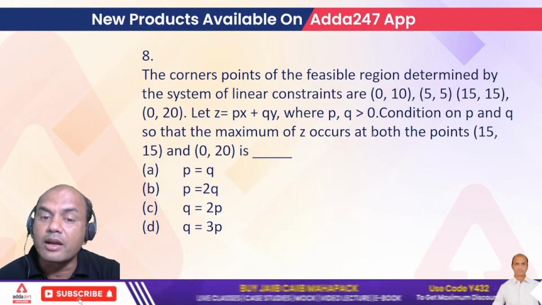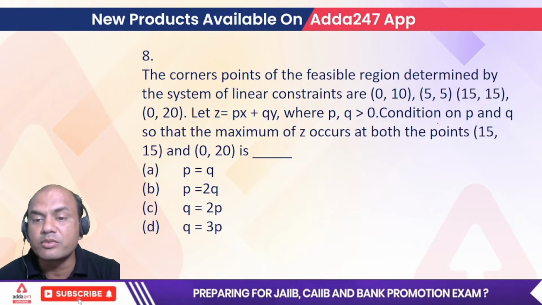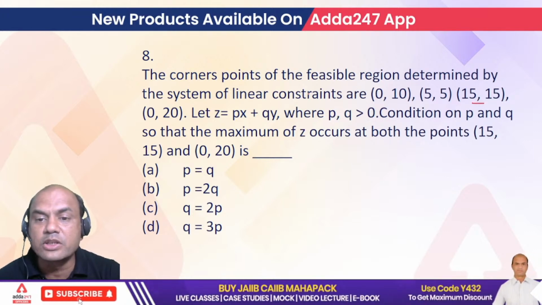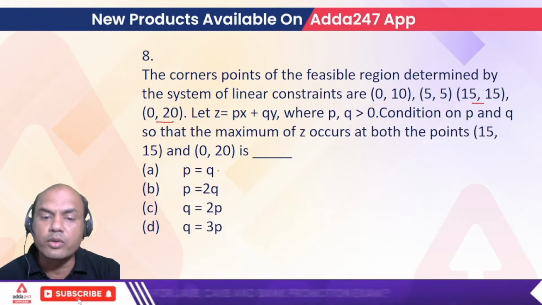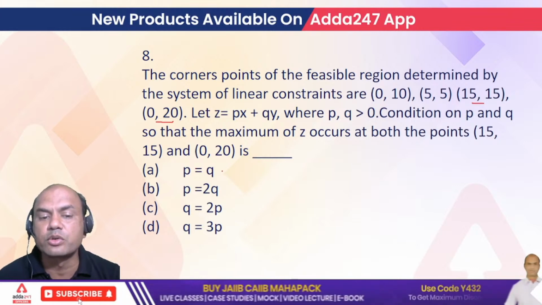We have to find a condition among this P and Q so that we get the maximum value of Z at this point, either 15, 15 or we get it at 0, 20. So how to do that? Before doing that, what we have to do is, firstly, check P equals to Q, first option.